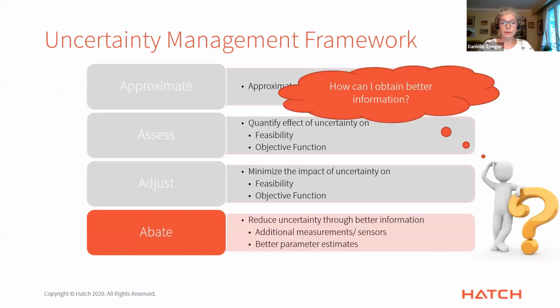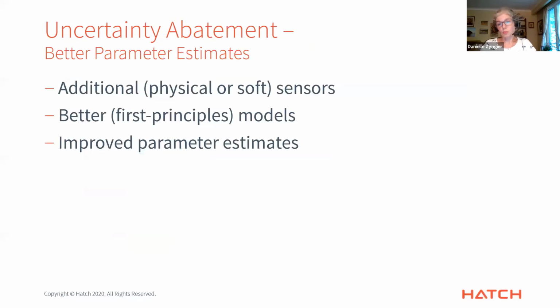Last but not least, there is, how do you get better information to reduce the source of uncertainty? And this is one way in which you can also tie in data-driven methods. There's multiple ways to do that. This is one that really jumps out, which is to get better parameter estimates.